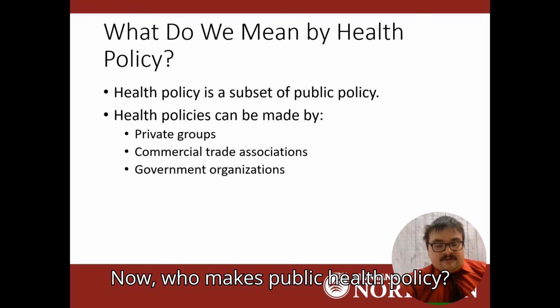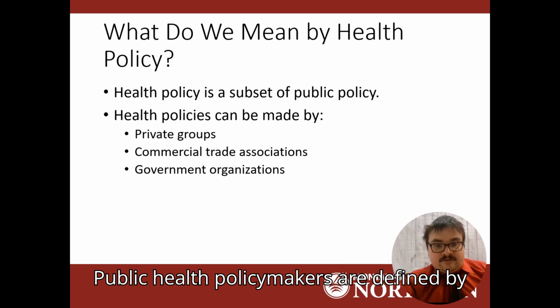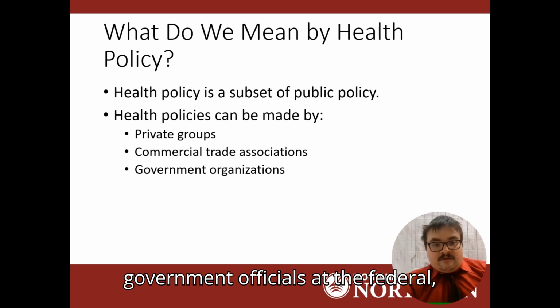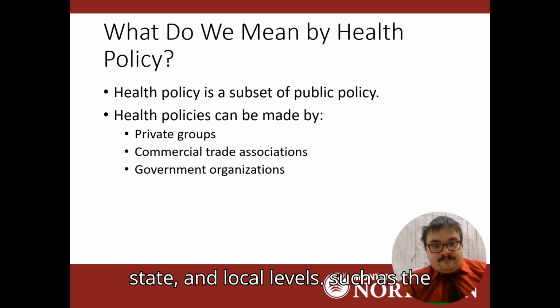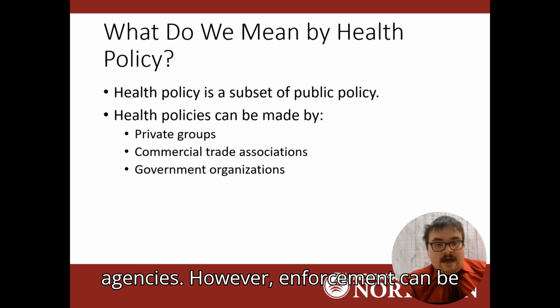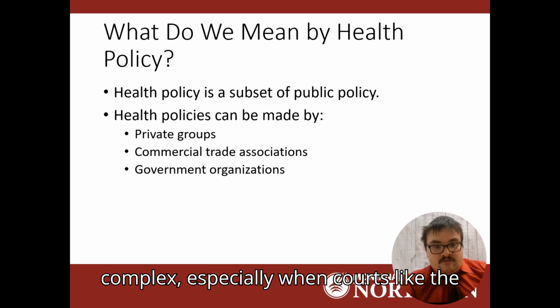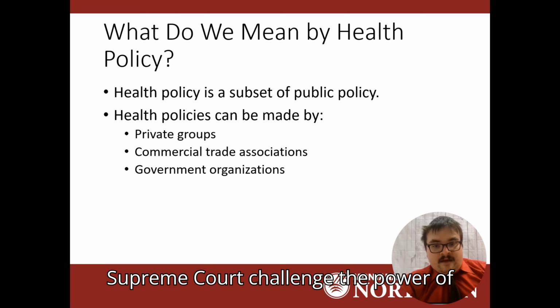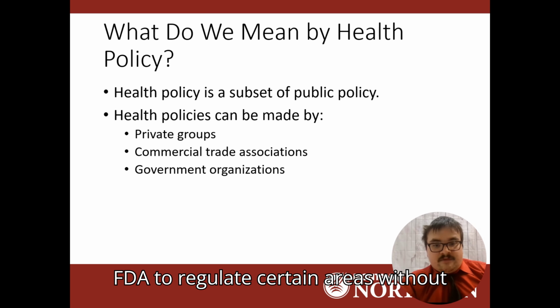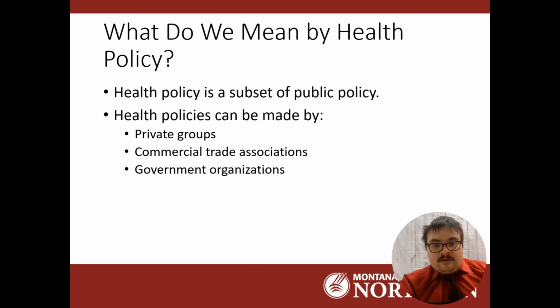Now, who makes public health policy? Public health policymakers are defined by their authority to make decisions that can be implemented. So this includes government officials at the federal, state, and local levels, such as presidents, governors, and administrative agencies. However, enforcement can be complex, especially when courts like the Supreme Court challenge the power of agencies such as the EPA or FDA to regulate certain areas without specific congressional laws. They can use steps to enforce a rule. They can't make regulations to enforce other laws, such as maybe a smokestack that would be 30 meters.